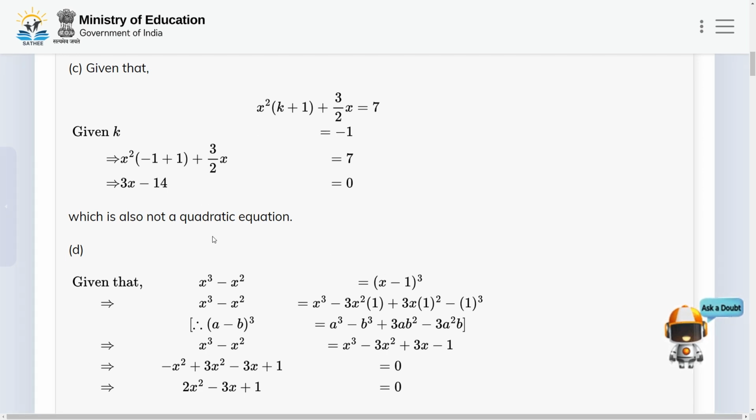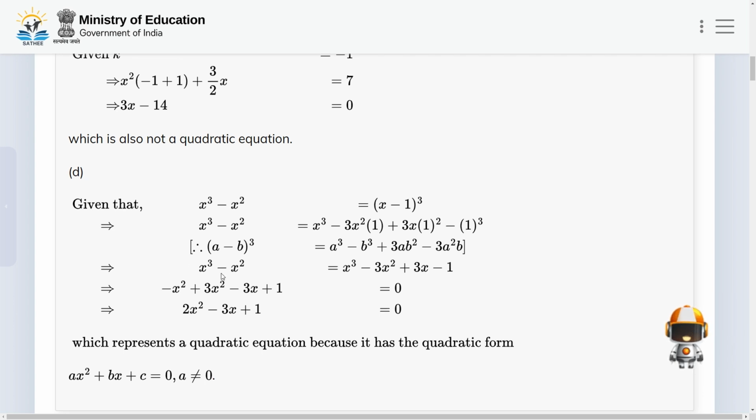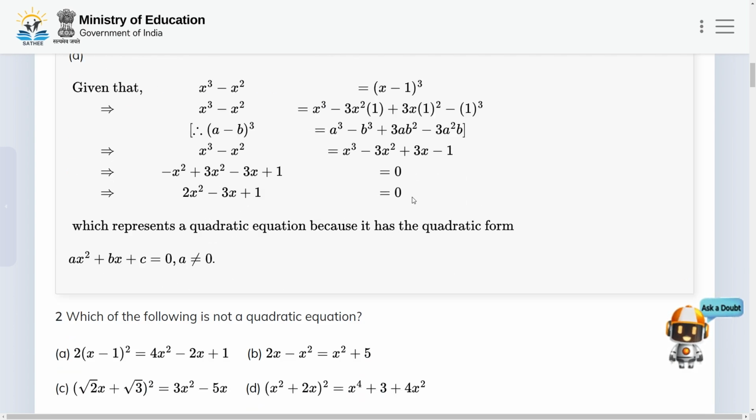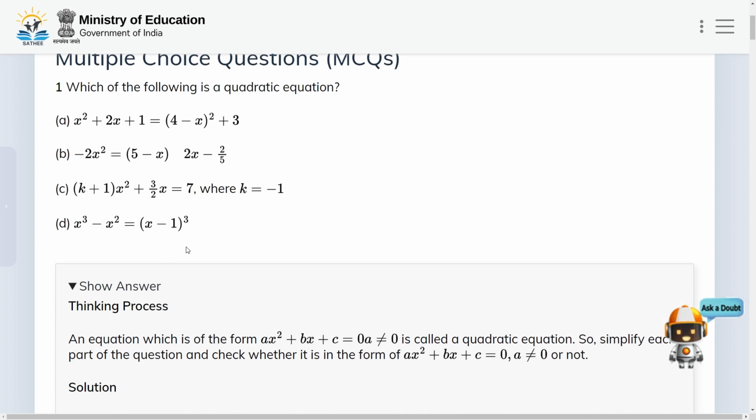Now if we simplify, x cube minus x square is equal to x cube minus 3x square plus 3x minus 1. It implies 2x square minus 3x plus 1 is equal to 0. Clearly, this equation is of the form ax square plus bx plus c equal to 0, where a does not equal 0. So this equation represents a quadratic equation. Therefore, option D is the correct answer.